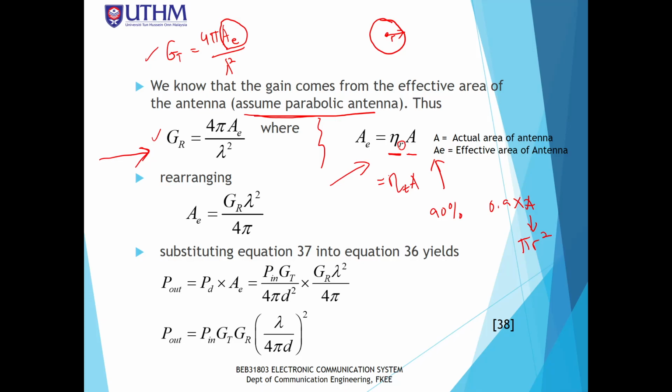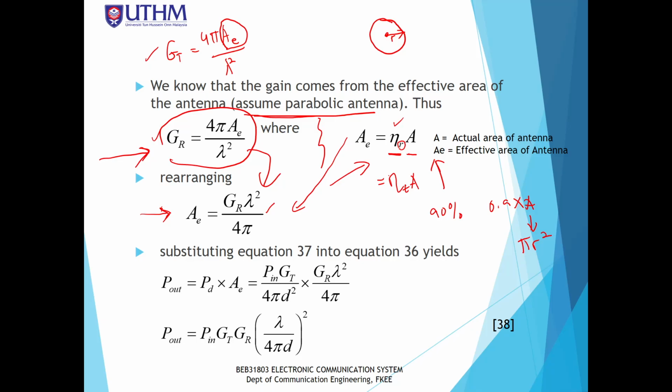Okay, and from this equation, kita boleh terbitkan persamaan AE dengan berkaitkan dengan GR, receiving antenna gain. So therefore AE is equal to GR lambda square over 4 pi. So kita rearrange balik, sebab kita nak cari nilai AE berkadaran dengan nilai gain. Ini sama, dia akan menghasilkan nilai yang sama, sama ada kita nak cari menggunakan kaedah ini, GR lambda square over 4 pi, ataupun yang ini, efficiency multiplied with the actual area of the antenna.